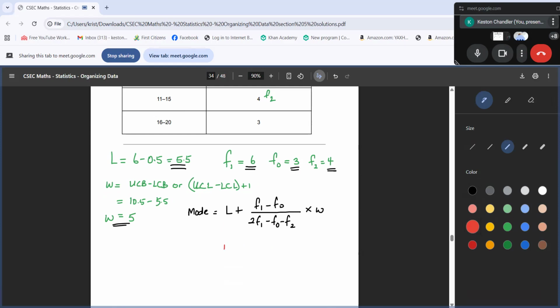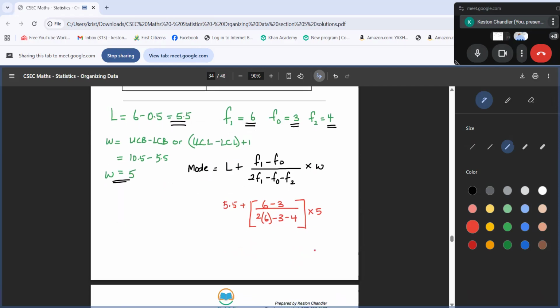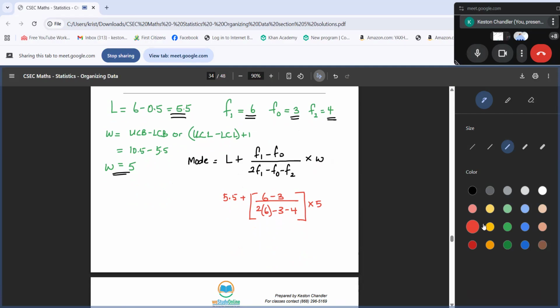So L is 5.5. F1 we said is 6 minus 3. Going on top, we want to put a little bracket here. And then we have 2 times 6 minus F0, which is 3, minus F2, which is 4. Multiplied by 5. The bracket is very important because we need to understand the order in which we're going to be working this out. Cool? So that will give me what?